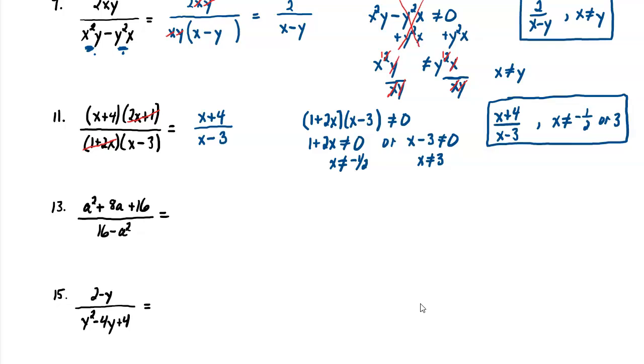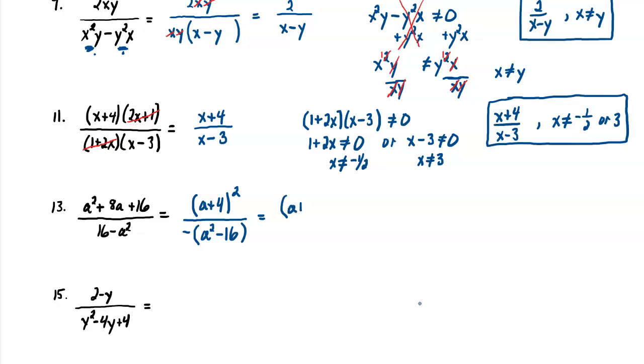Okay, problem 13. Simplify the expression. Step 1 is to factor. The numerator is a perfect square trinomial, so it factors as a plus 4 squared. The denominator is a difference of squares, but written in the wrong order. So the first step is to factor out a negative, which allows us to reverse the order of the subtraction to create that difference of squares.